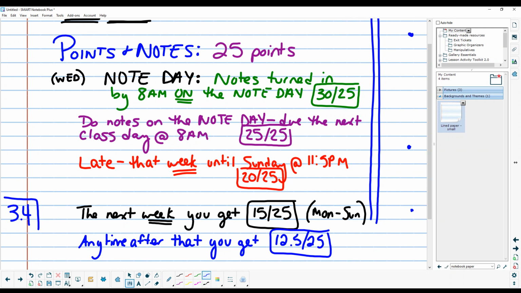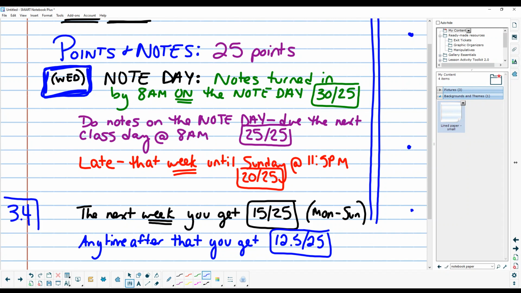So if we look at this example, if we had a note day in class on a Wednesday, your notes have to be in that Wednesday morning by 8 a.m. in order to get extra credit, to get the 30 out of 25. If they're turned in at 8:01 that Wednesday morning, they're worth 25 points until 8 a.m. the next day on Thursday. You get 25 out of 25.